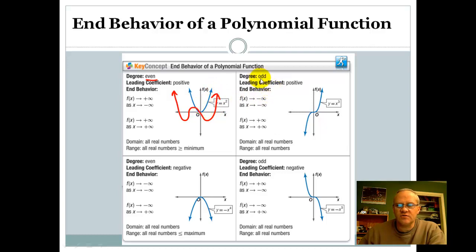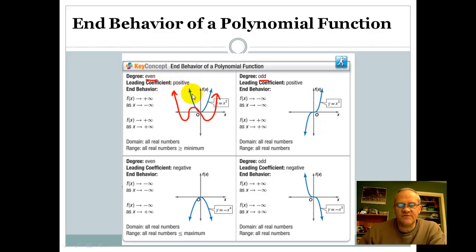You notice over here, when the degrees are odd, the arrows are going opposite ways. One's going up and one's going down. Here, same thing. One's going up, one's going down. So odd functions, the arrows always go kind of up and down. Even functions either both go down or both go up. Okay, so that's the first thing to know about these.